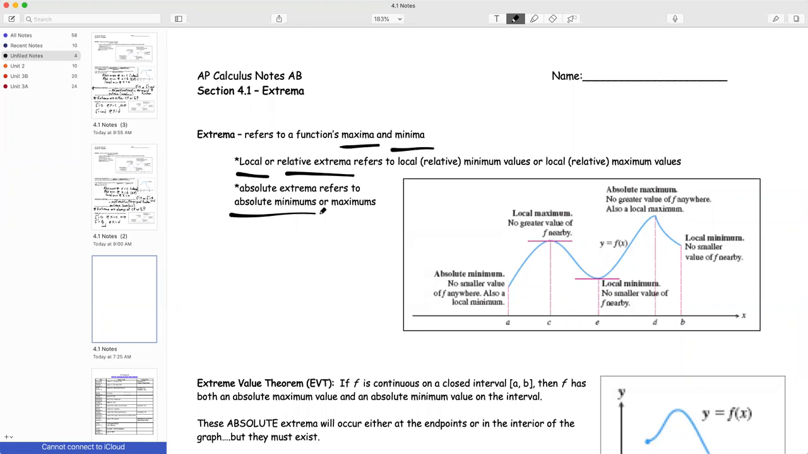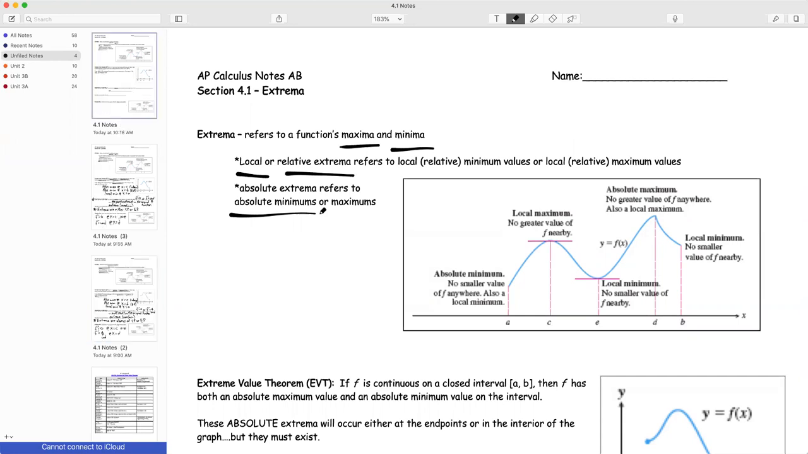A local max means that it is higher than all the other points around it, but it may not necessarily be the absolute max. So for example, I have a function here. At point D is the absolute maximum of the function on the graph because it is the highest point. Point A is the absolute minimum because it is the lowest point. Point C here is a local maximum because it is higher than all the other points around it, but it is not the highest point of the function.